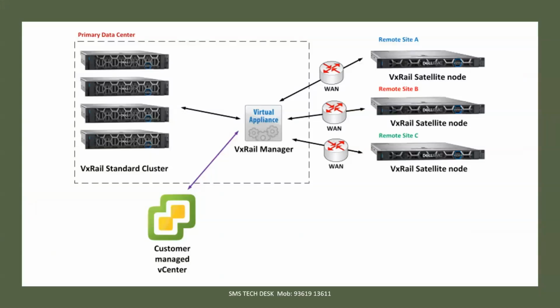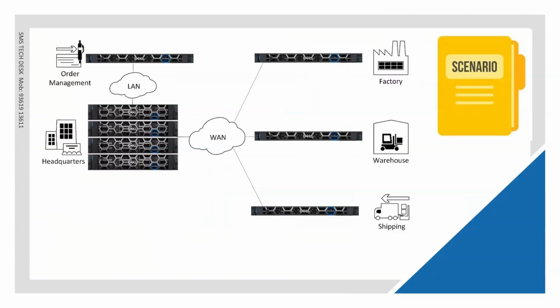So this is the scenario before 7.0450, where you need to use a customer-managed vCenter to configure this VxRail satellite node. Let's understand in which scenarios this VxRail satellite node can be used. This is an example given by VxRail itself, from Dell EMC only. I just copy-pasted this scenario reference.